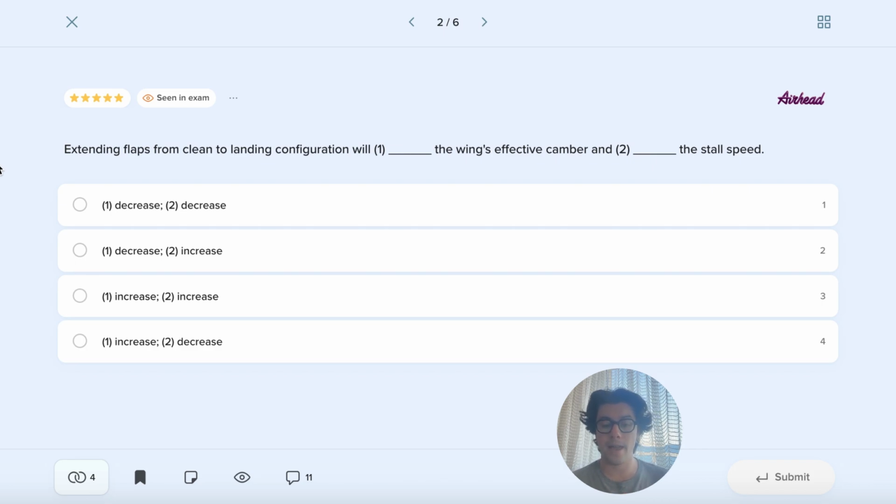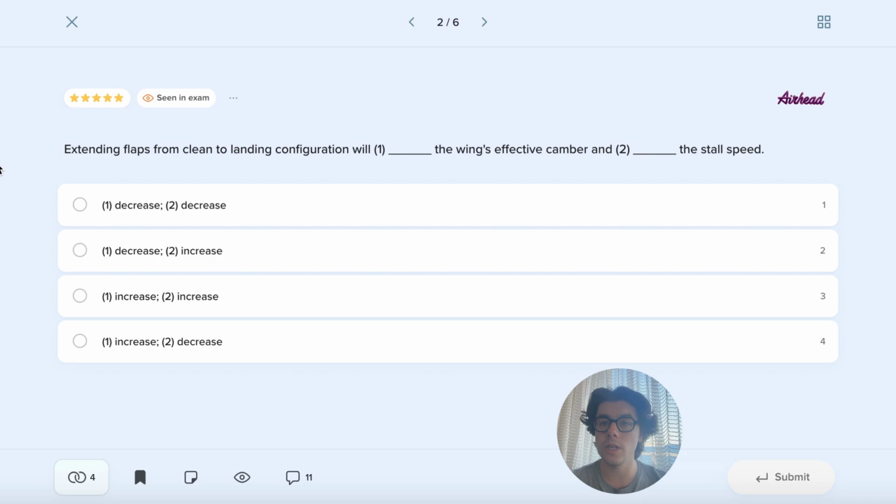However, when you extend flaps from clean to landing configuration, you effectively change the CL or the camber, of course, which affects the coefficient of lift. When you have an increased coefficient of lift, that means that you can fly at a lower speed in order to keep the same lift. These, in effect, will decrease your stall speed.